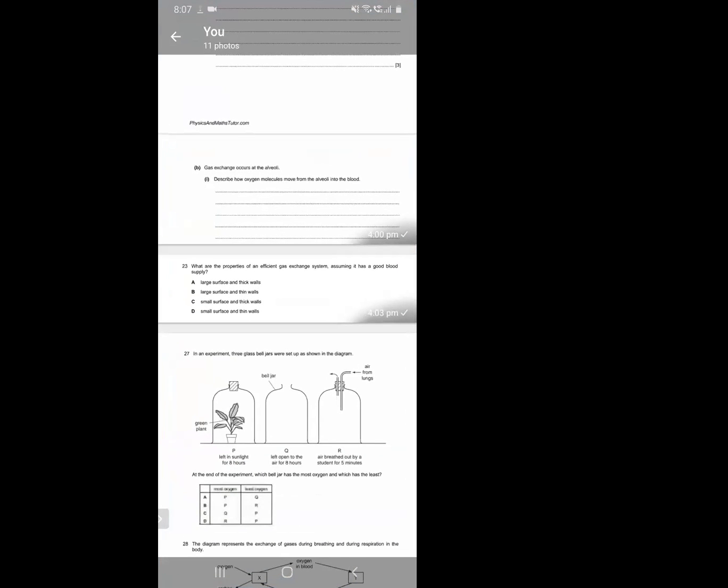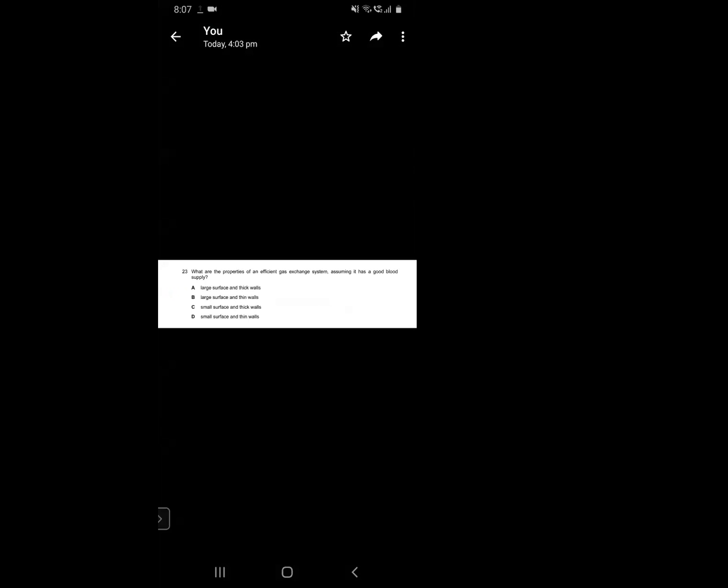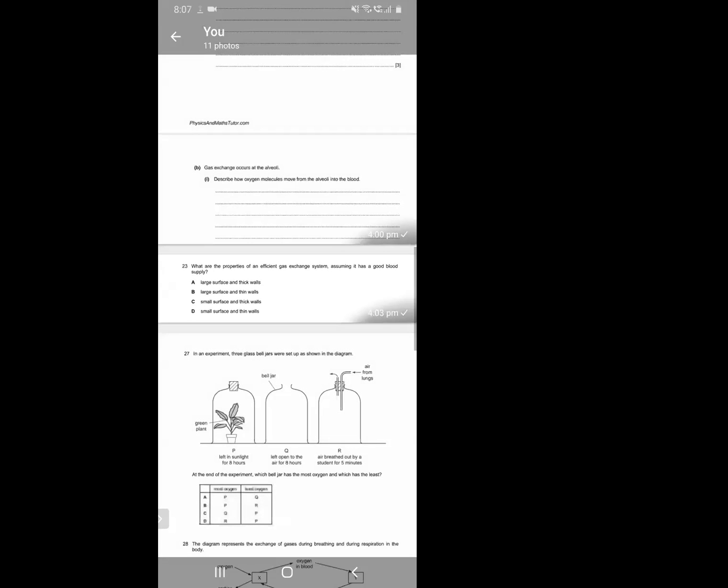Question number 23, which is this. What are the properties of an efficient gas exchange system, assuming it has a good blood supply? B, because it will be easier for diffusion to pass through. Right. Now, why not A? Because A says large surface and thick walls. Thick walls will be a hurdle. Okay. C, small surface and thick walls. So the surface area is small and the walls are thick. And then small surface and thin walls. Okay, no problem. Let's move on to question number 27.